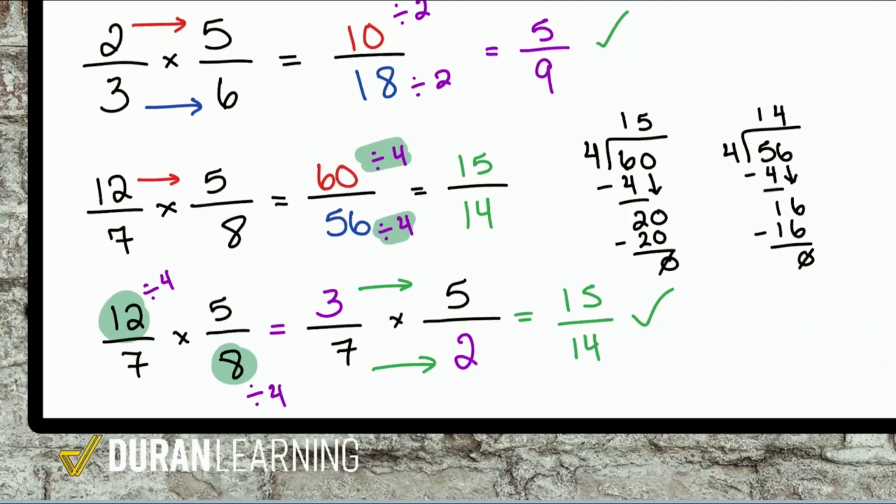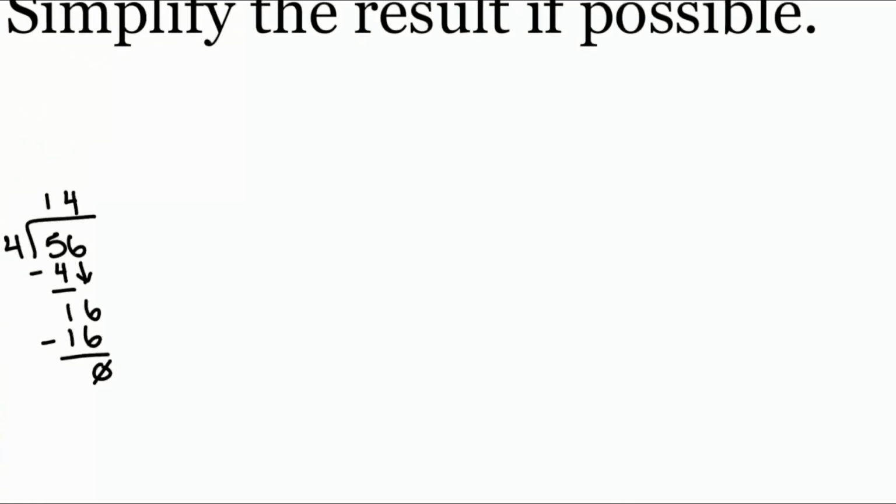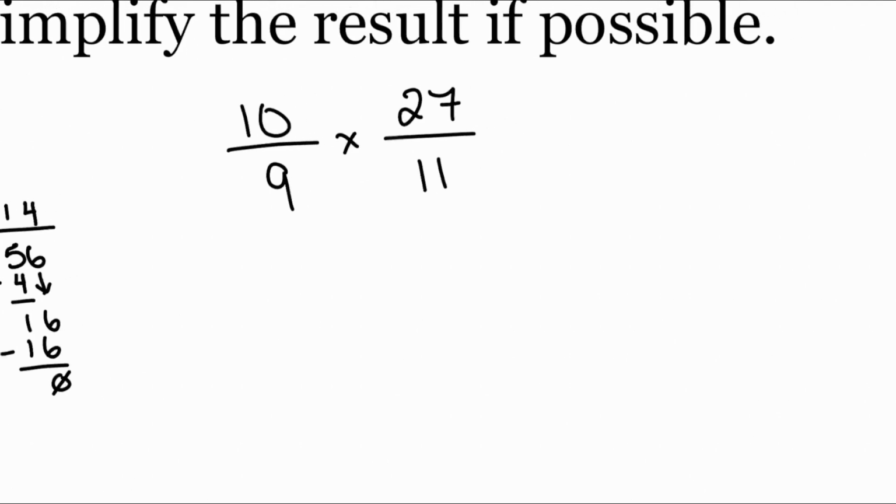I got you. So with that said, everybody, I want you to try one on your own here, and then we'll do it together. Let me write the problem out. The problem that we will do will be 10 over 9 multiplied by 27 over 11. Let's go ahead and give this a shot, everybody.